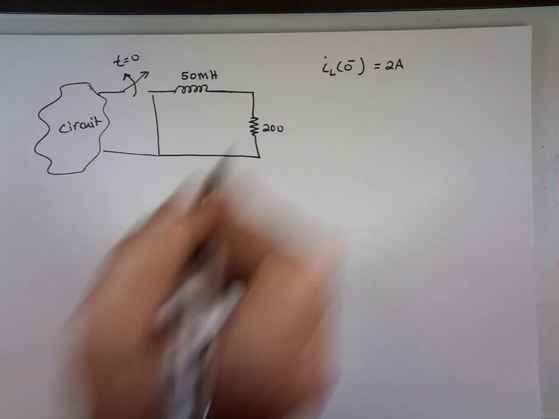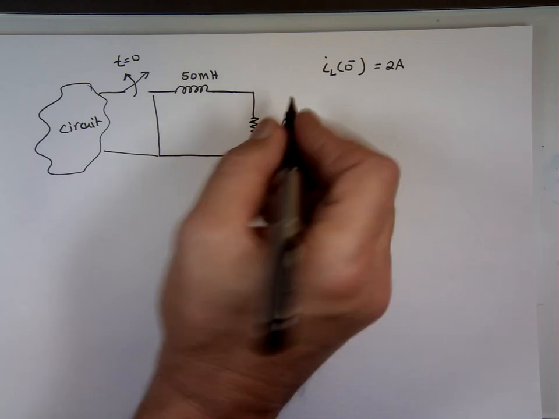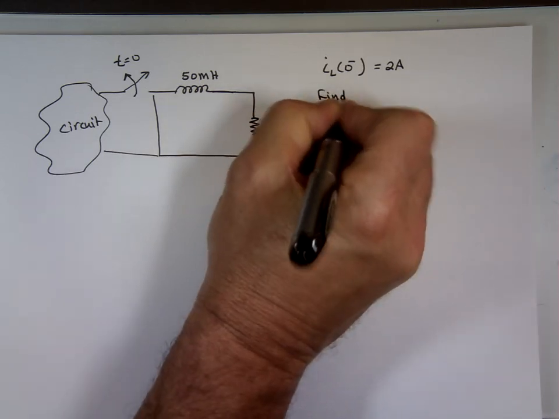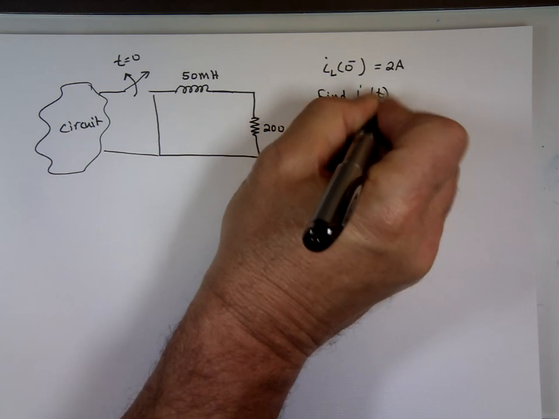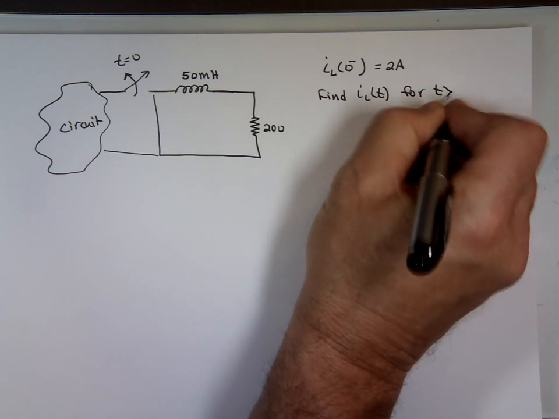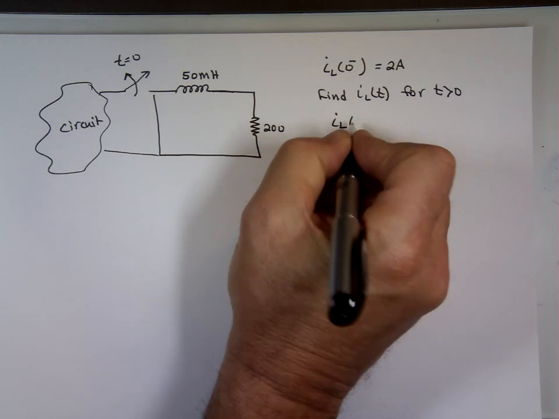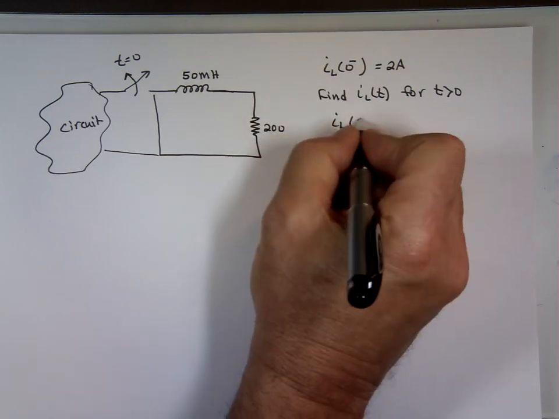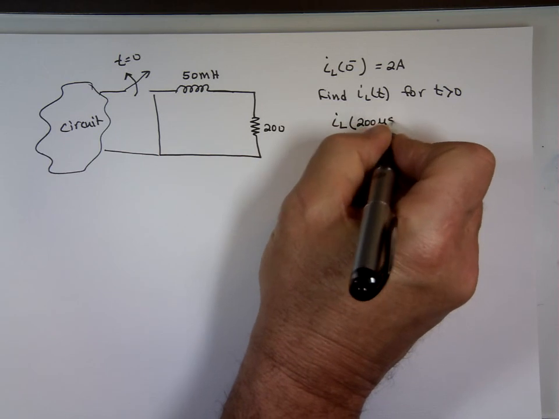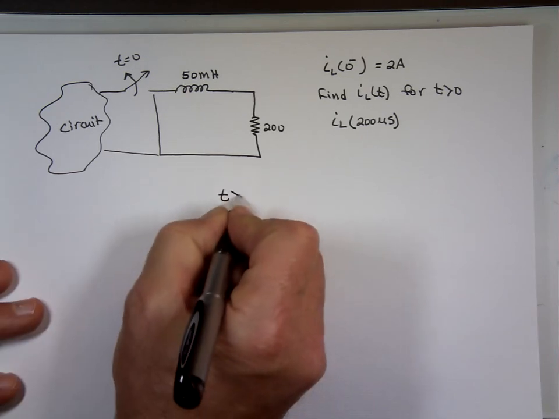The question is, find the current as a function of time. Find I sub L as a function of time, the expression for it, for t greater than 0. And I also want to find the current through the inductor at t equals 200 microseconds. How much current was going through it? Two things I'm asking for. So for t greater than 0, this is what my circuit looks like.